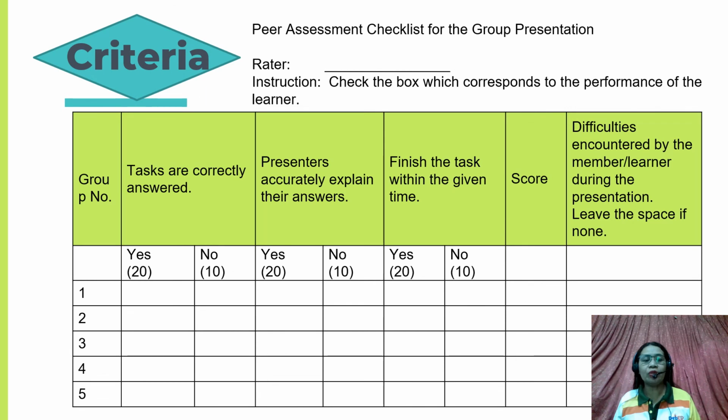Before you present your haiku, we have here the criteria. Each group should assess or critique the group's activity. So your peer assessment checklist for the group presentation is here. For groups 1 to 5, first, tasks are correctly answered. You can say yes or no. Yes for 20 points and no for 10 points. For the presenters accurately explain their answers, yes 20 and no 10. If the group finished the task within the given time, yes for 20 points and no for 10 points. Then you are going to total the score of each group. If there are difficulties encountered by any member or learner during the presentation, you are going to write them in this space.